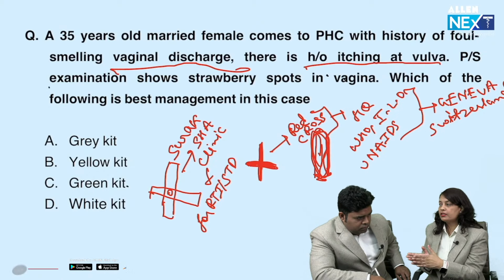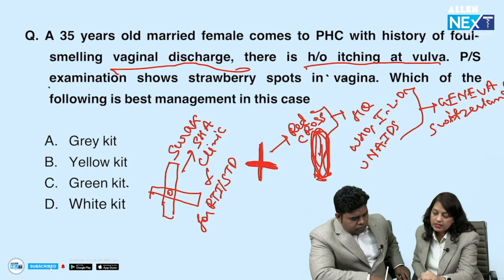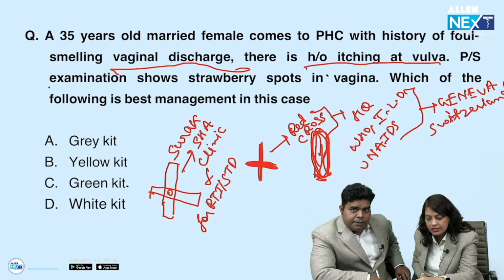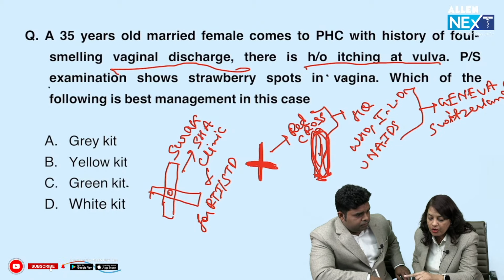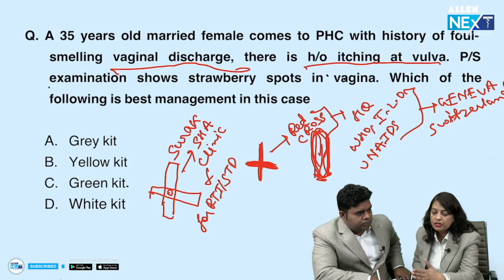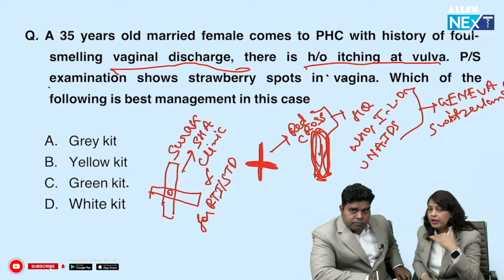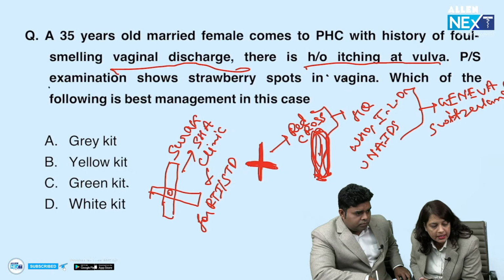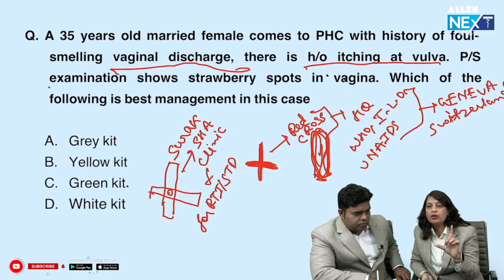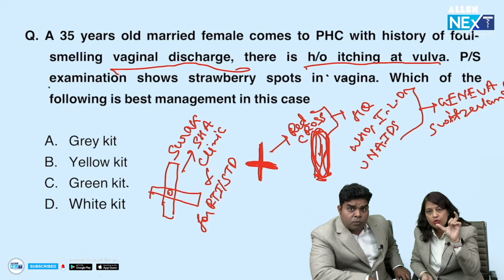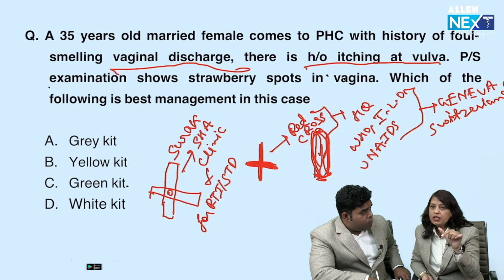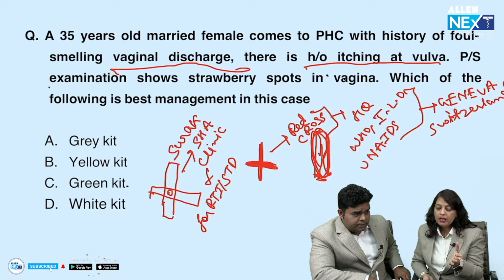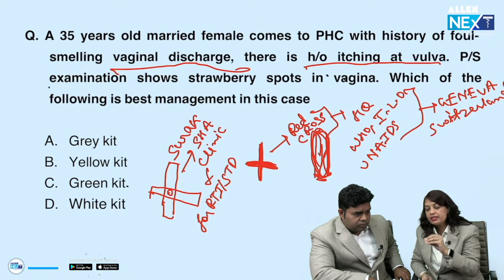So we got two ways. So we will discuss both. If there is a history of foul smelling vaginal discharge, history of itching at vulva, first speculum examination shows strawberry spots. So what do you suspect? What type of infection it is? It is trichomoniasis, because the most common symptom is itching. There may be strawberry spots, that is very, very suggestive.